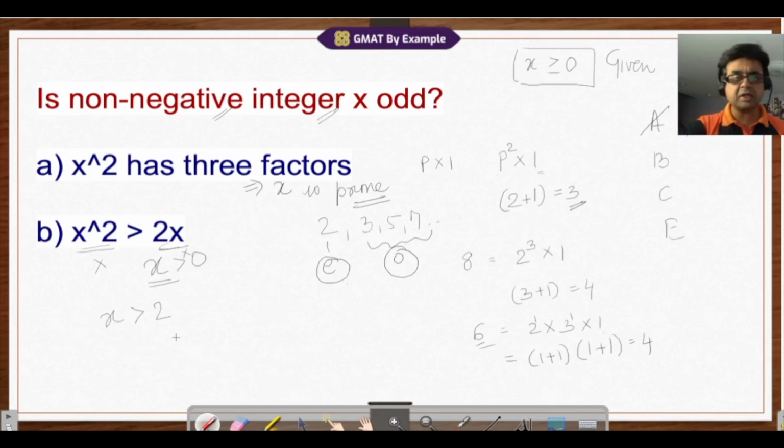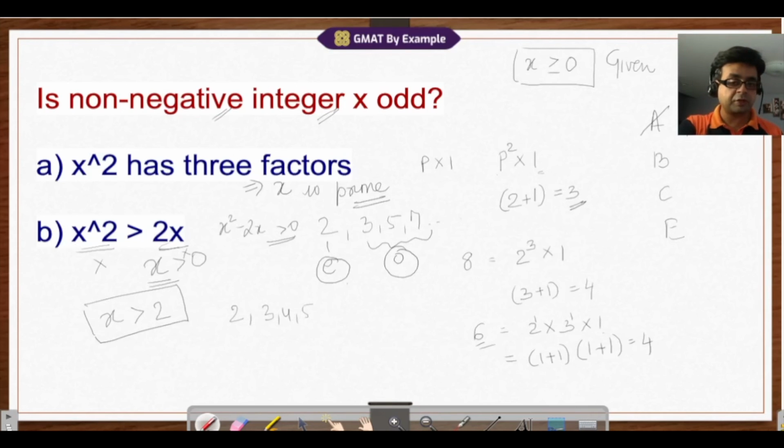There is definitely another method to solve it where you could express this as x square minus 2x greater than 0 and solve for it. You will get exactly the same answer, which is x is greater than 2. But that's all I'm getting from answer choice B. X is greater than 2. Numbers greater than 2 are 3, 4, 5, and so on. Some are even and some are odd. I cannot answer the question, is x odd, in any sufficient way. So B is also not sufficient by itself.